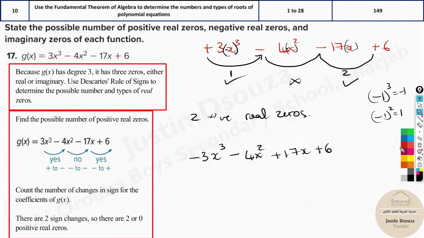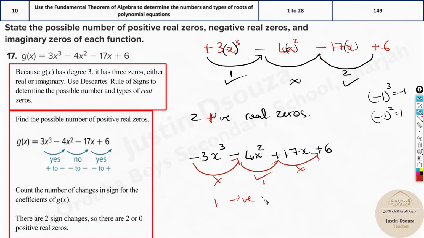Now let me check the sign changes over here. This is for negative, not positive. Now we are doing it for the negative real zeros. Here from minus to minus, no sign change. From minus to plus, yes, there is one sign change. And plus to plus, no sign change. So over here we can tell there is only one negative real zero. It can't be more. So this is how we found out.